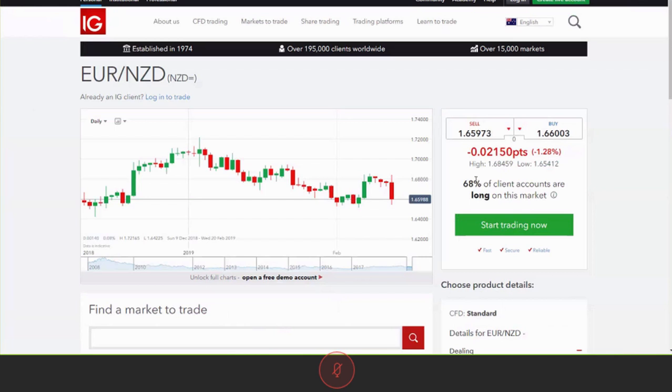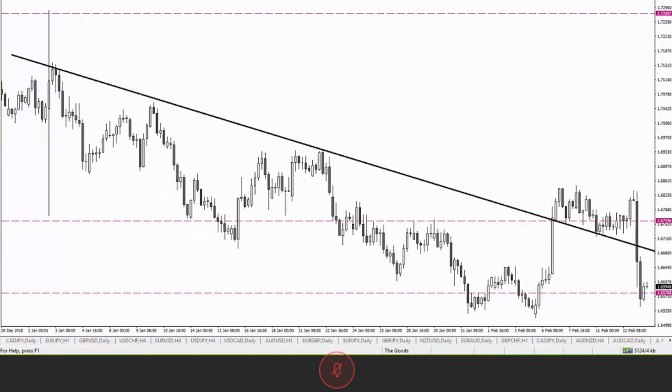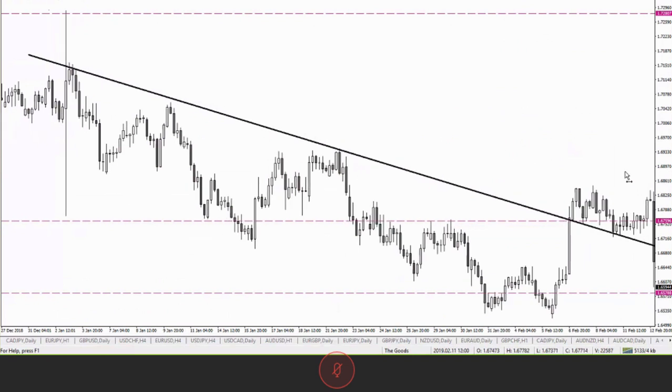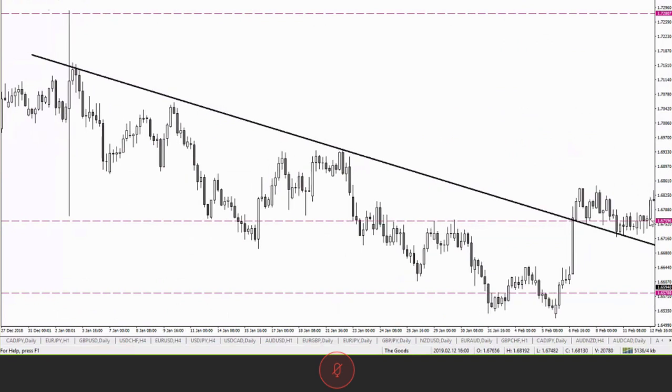I think it's 10 or 15 minutes. I can't remember. And so what I saw this morning during the Asian session when I checked this trade was that it said like 71% of the client accounts are long Euro Kiwi. And what did I want to do? I wanted to go long Euro Kiwi on this bounce right here, this bullish bounce.